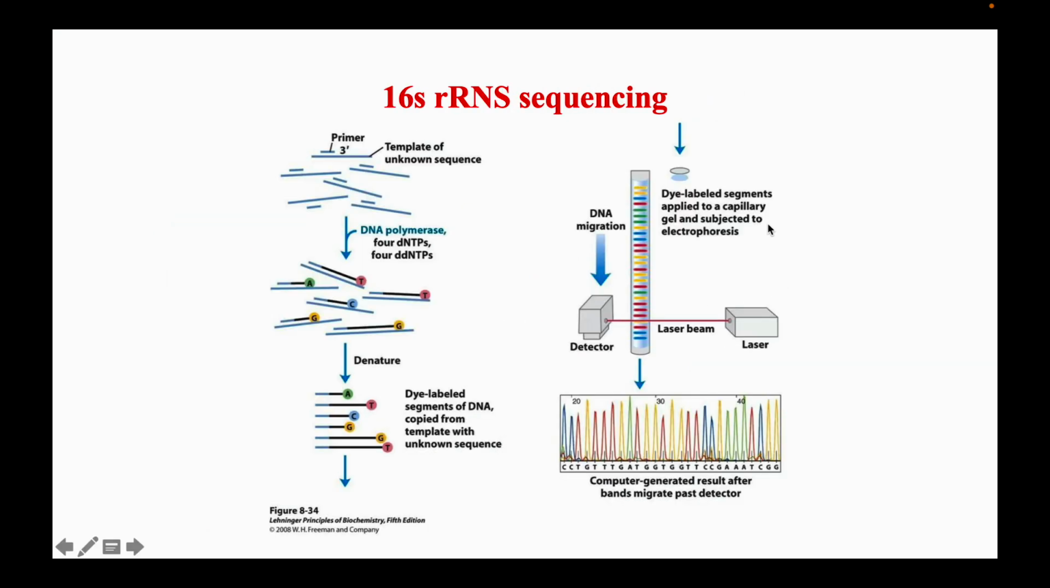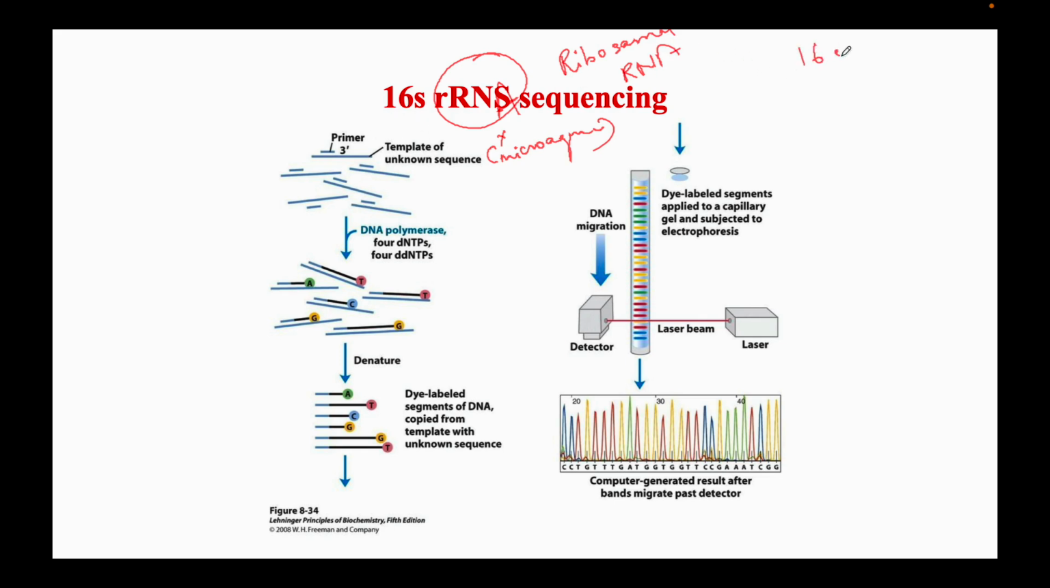The next is 16S ribosomal RNA sequencing. So in 16S ribosomal RNA sequencing, what do we have? We have a template of unknown sequence. Suppose we have a template of some X microorganism which we want to identify. Then we have a primer, which will be specific to that ribosomal RNA, the 16S ribosomal RNA. So we'll have a specific primer.